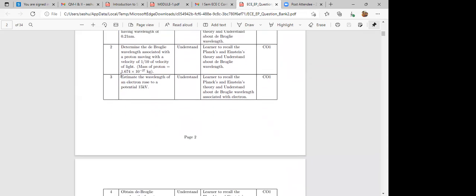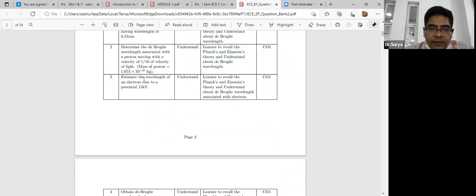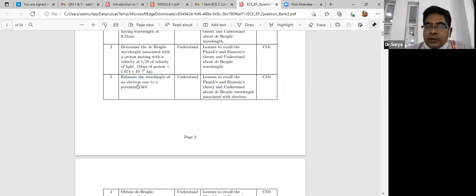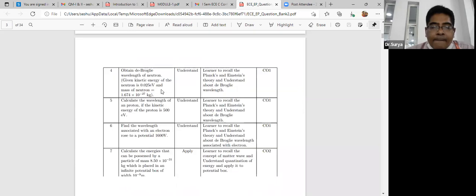Okay. So next question is, estimate the wavelength of an electron accelerated through a potential of 15 kilovolt. I think this question is also discussed. Estimate the wavelength of the electron, lambda equals h by under root of 2meV. So this is the formula you have to use and determine the value of the wavelength, that is lambda.